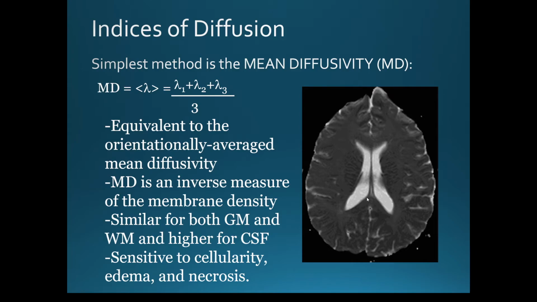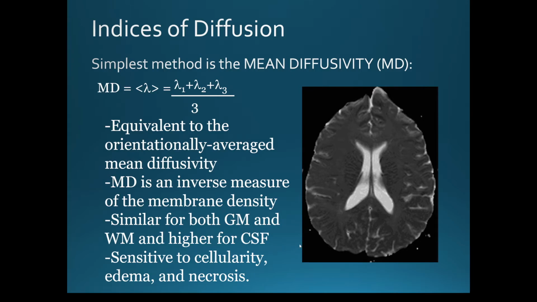But once you start to get to the boundaries of the ventricles and out in the brain, then we get some impeding of movement. So we really end up with a similar mean diffusivity for gray matter and white matter. They're not that different. CSF is going to be higher. Again, water can go as fast as it can in all directions.